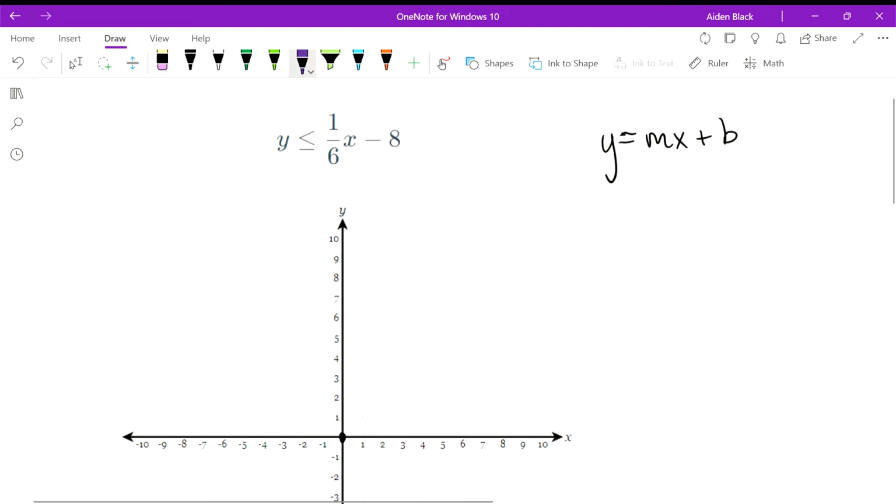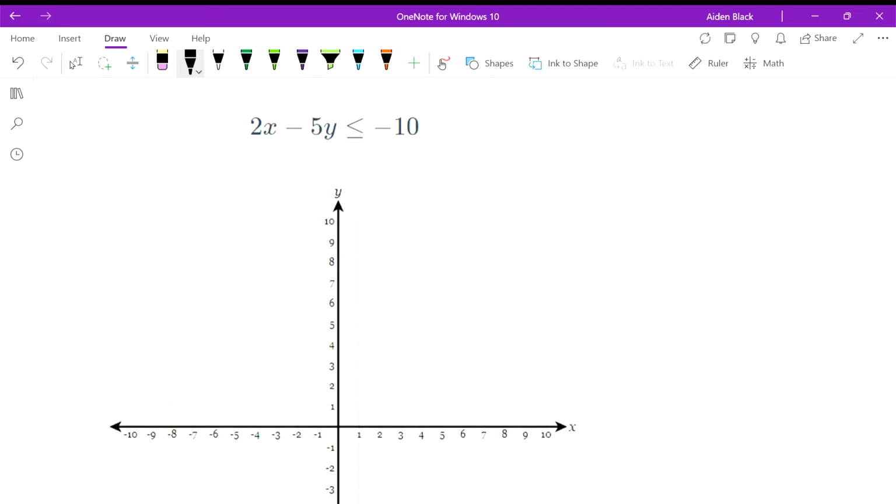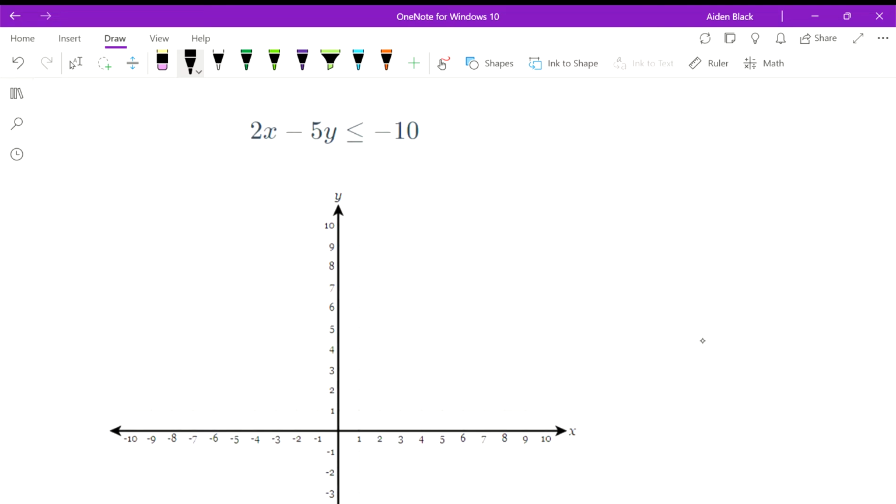So let's look at this one below that does not start us out with slope-intercept form. What we need is for it to be in slope-intercept form. So all we have to do is, like an equation, isolate y so that it's in slope-intercept form. So first what we can do is subtract 2x from both sides. So negative 5y is less than or equal to negative 2x minus 10. And then finally I can divide both sides by negative 5. Remember, when we divide or multiply by a negative, the sign flips.